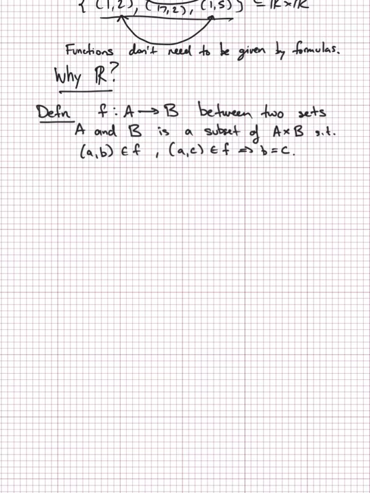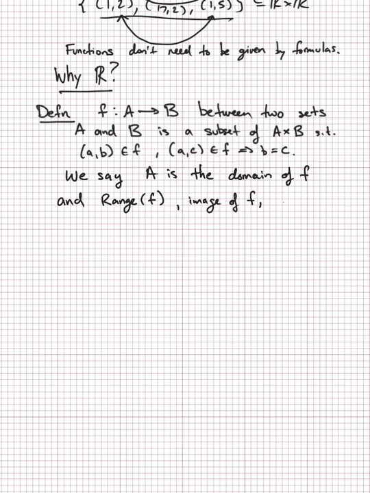So in this setting, we say that A is the domain of F, and the range of F, or the image of F, is defined as the b in B where there exists an a in A so that F of a is equal to b.